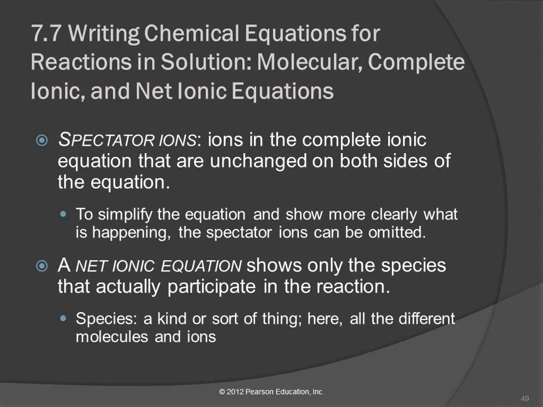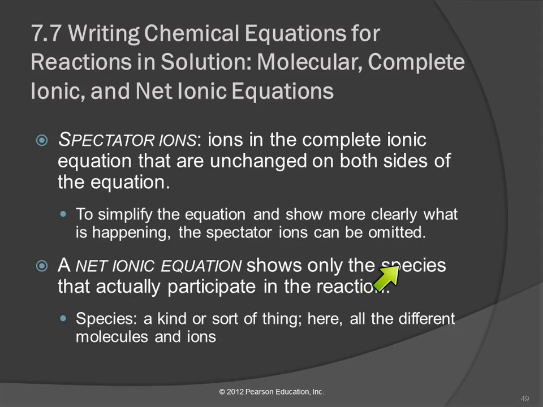So sometimes we're just not interested in what the spectators are. We're just focusing on what the reaction is. So we simplify the equation by getting rid of the spectator ions. And what we have as a result is the net ionic equation. This is like your net paycheck, right? The gross on your paycheck includes more stuff, but then they take out stuff for taxes and for this and for that and the other thing, and the net is what you actually get to take home. The net ionic equation shows only the things that are actually participating in the reaction.